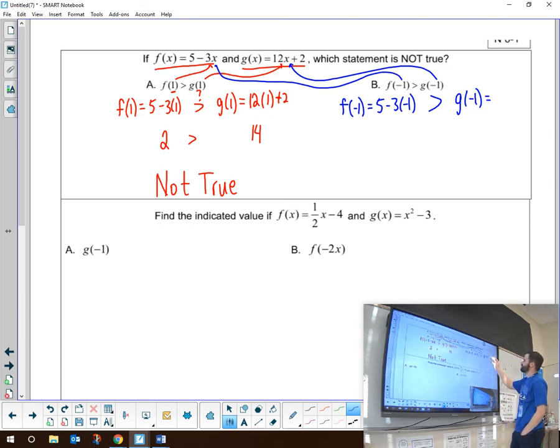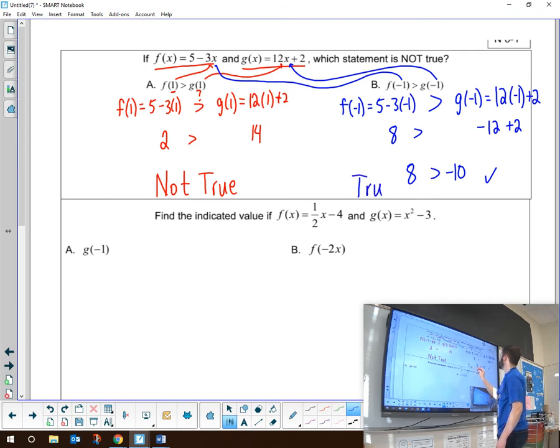Okay, so g of -1, we're going to plug that one in. G of -1, we're going to go 12 times -1 plus 2. Okay, -3 times -1 is 3. 3 plus 5 is 8. Okay, so g of -1, so 12 times -1 is -12. -12 plus 2 is -10. So we're going to be like, okay, is 8 greater than -10? Yes, this one is true. So it's asking us, which statement is not true? And the statement that's not true is, of course, going to be this one. This one is true. Okay?